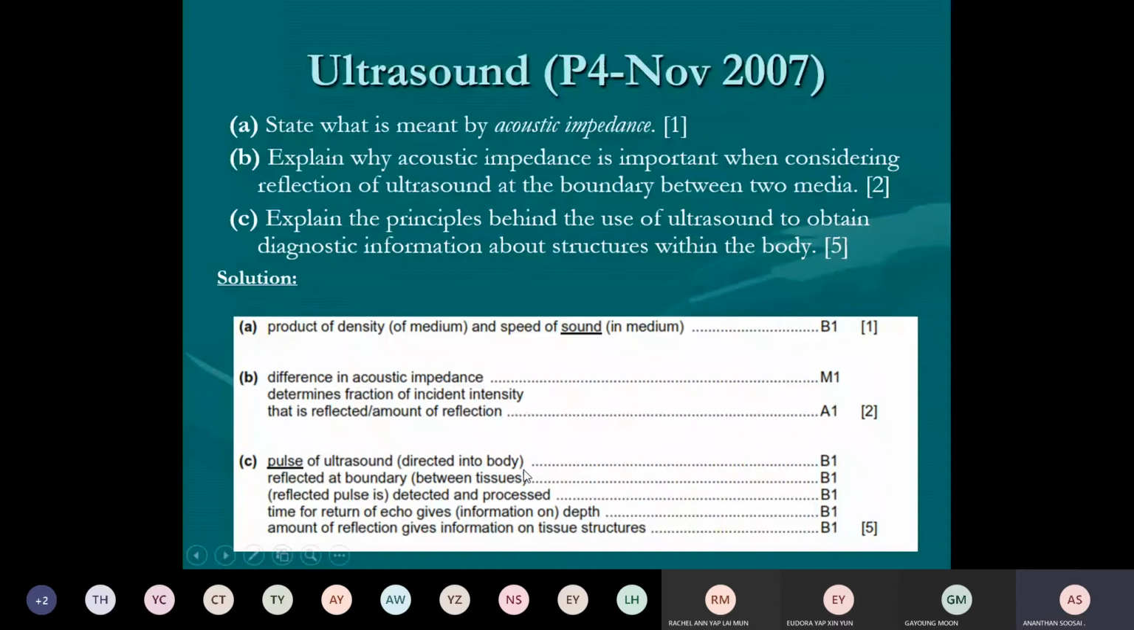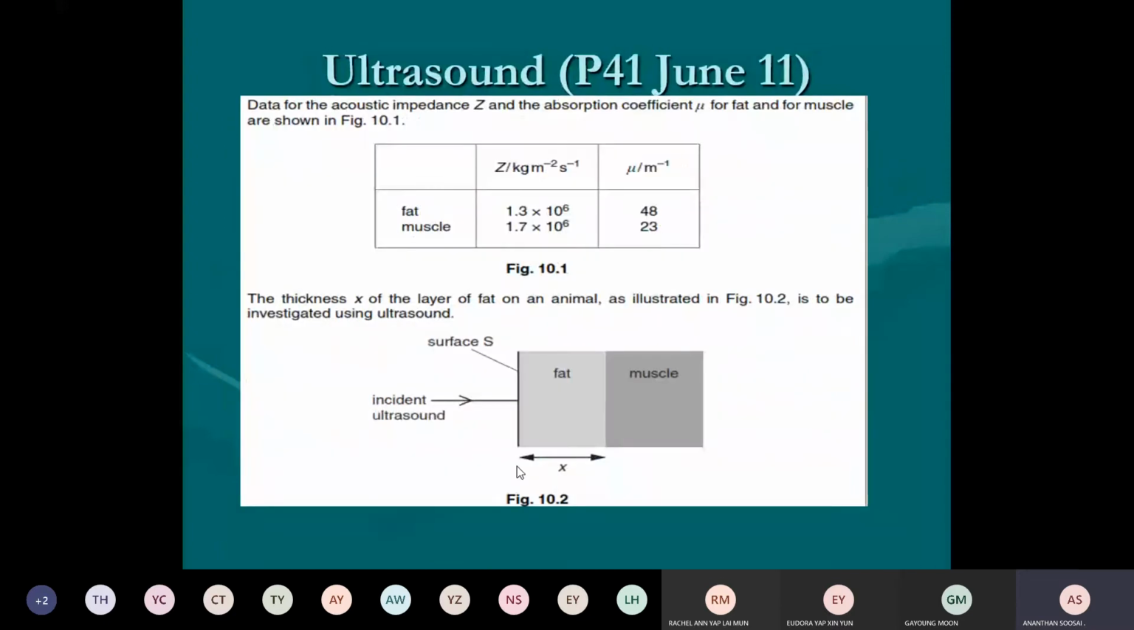Any questions so far here? Okay, another one. You guys come and give it a try. Read the question. One minute for you.